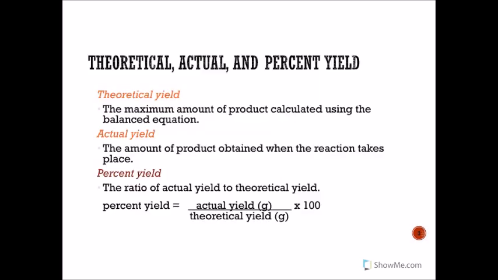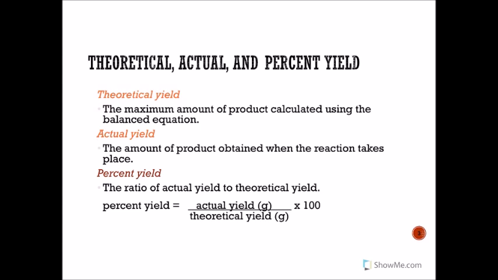Theoretical, actual, and percent yield. Theoretical yield is the maximum amount of product calculated using the balanced equation. Actual yield is the amount of product obtained when the reaction takes place, and percent yield is the ratio of actual yield to theoretical yield. Percent yield is equal to actual yield in grams over theoretical yield in grams times 100.